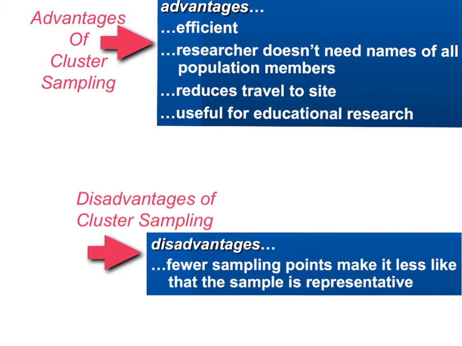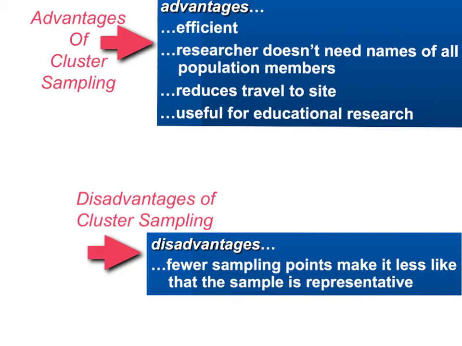The advantages of cluster sampling are that it is efficient. The researchers don't need names of all population members. It reduces travel to site. It is useful for educational research. The disadvantage of cluster sampling is that fewer sampling points make it less likely that the sample is representative of the entire population.